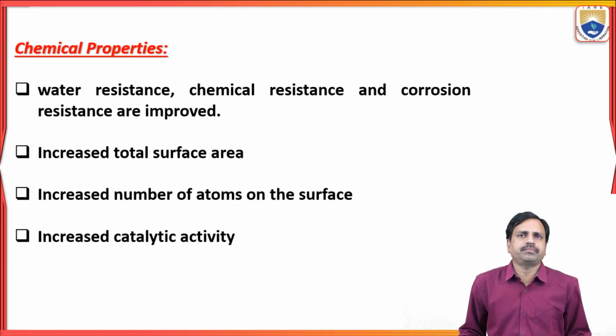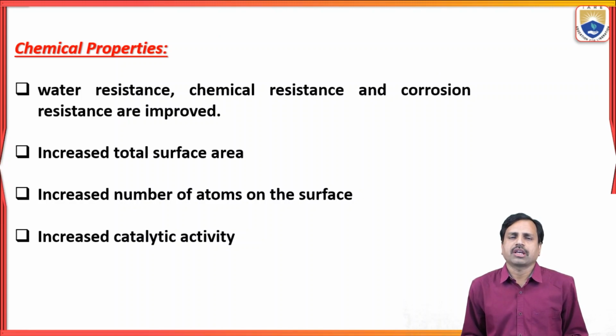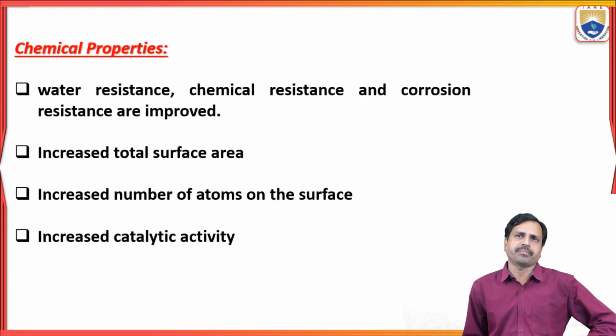Now, chemical properties. What are the chemical properties? Water resistance, chemical resistance, and corrosion resistance are improved. There is also increased total surface area. The total surface area of the nanomaterial will increase when compared to the bulk material.